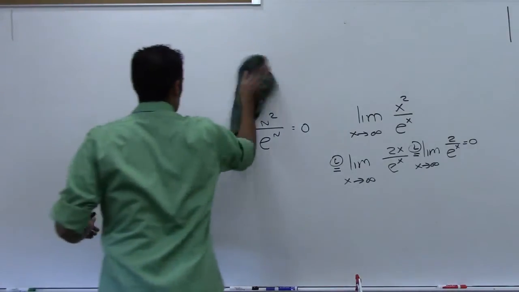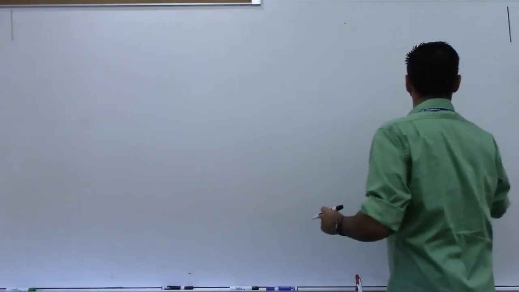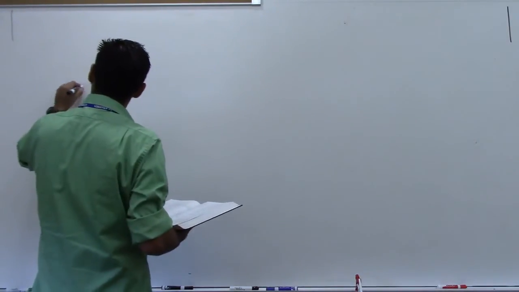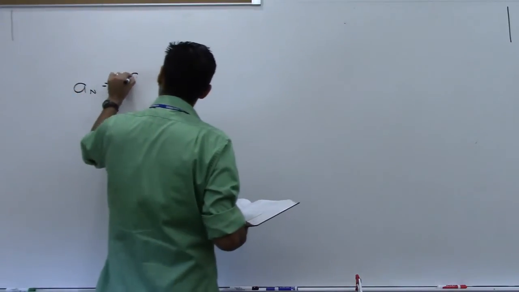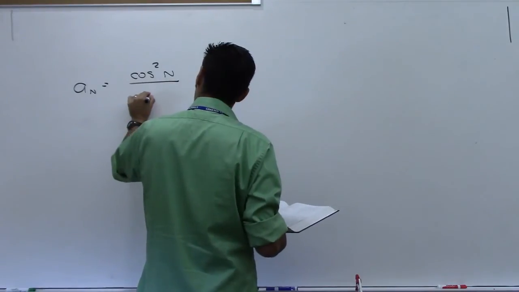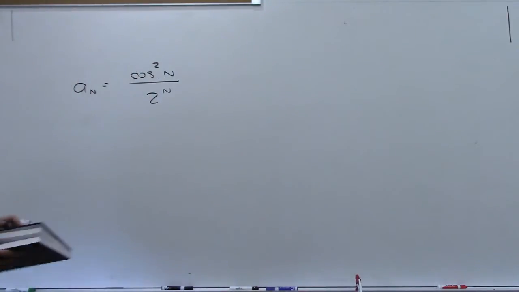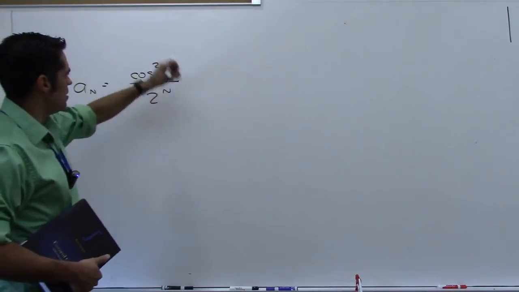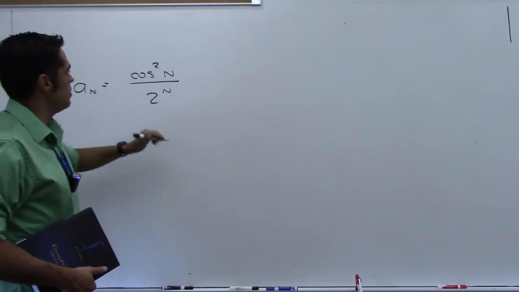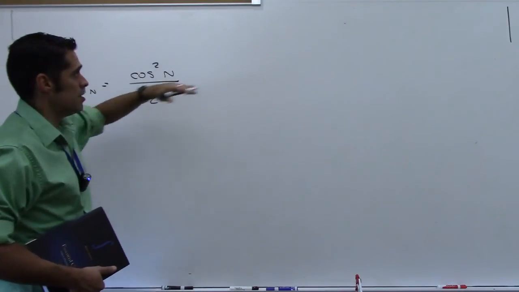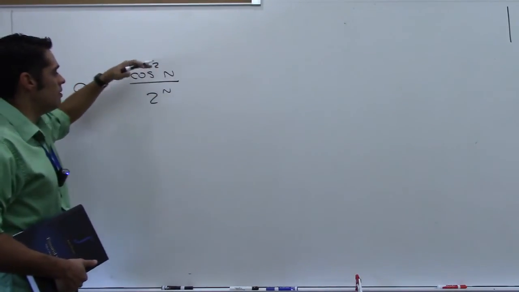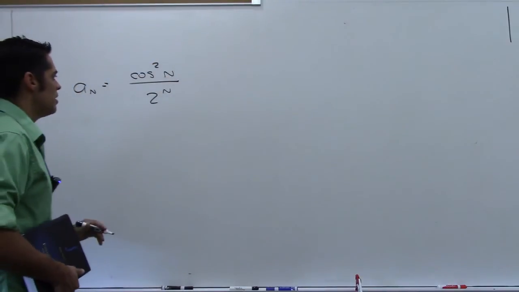All right, for the next one, we have a sub n is cosine squared n over 2 to the n. And so as n goes to infinity, cosine oscillates, jumps around between -1 and 1, and a bunch of things in between there too. And then when you square it, that means everything that was negative is now positive. So the top is just kind of jumping around through positive numbers, but the bottom is going to infinity.